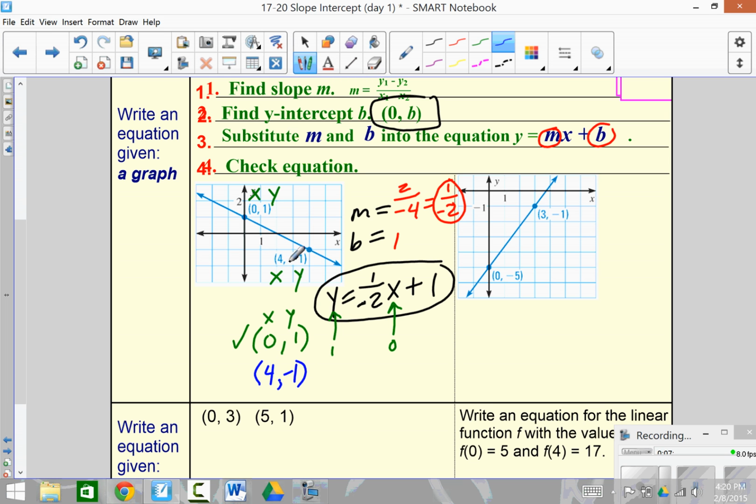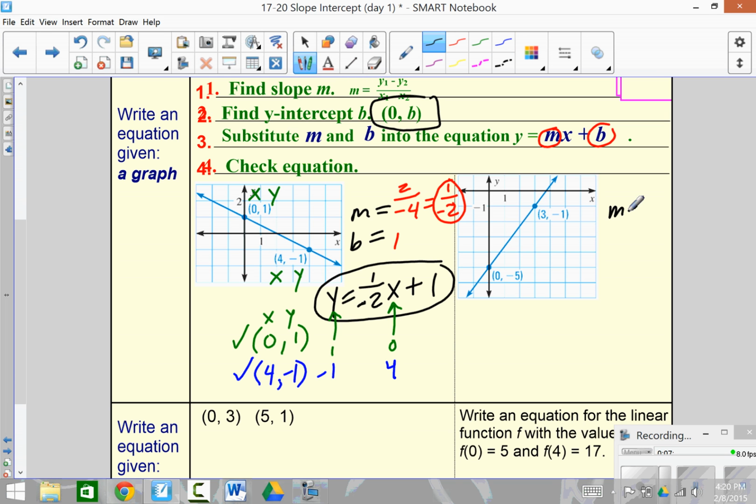Let's try the ordered pair for negative 1. That's the second ordered pair that's on here. So my x is 4. Do the math. This should come out to be negative 1. Negative 1/2 times 4 in a calculator, if you don't know how to do fractions, is negative 2. Negative 2 plus 1 does equal negative 1. So this ordered pair also checks. Okay? Let's give another one a try.